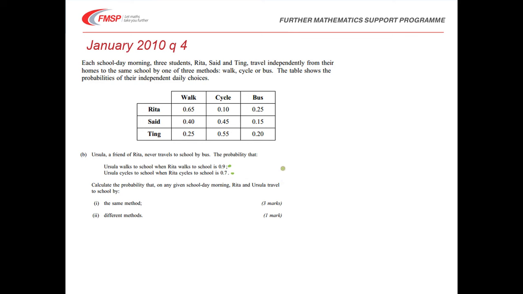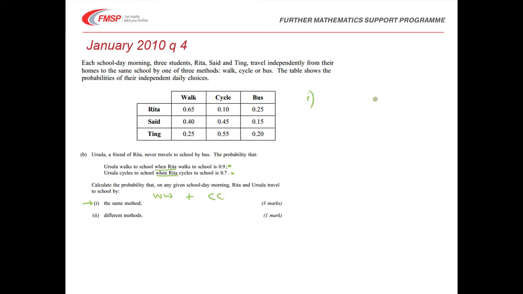Now, it's quite sensible here, I think, to draw a tree, because there's a condition on Rita. Okay, so we don't really need a tree diagram, but let's consider the maths here. So the same method. So what is the same method? Well, either they both walk or they both cycle. So let's consider what's going on.